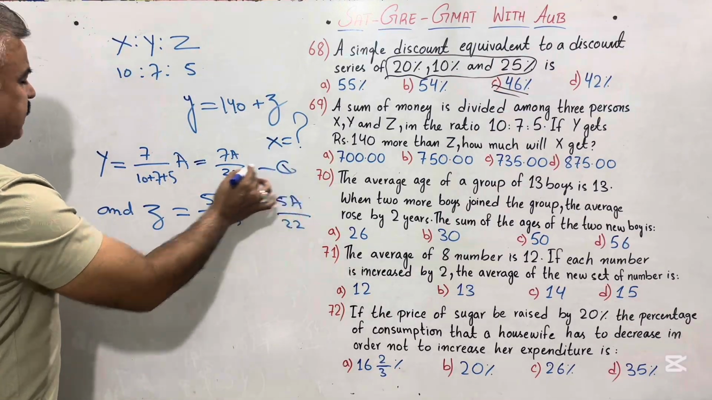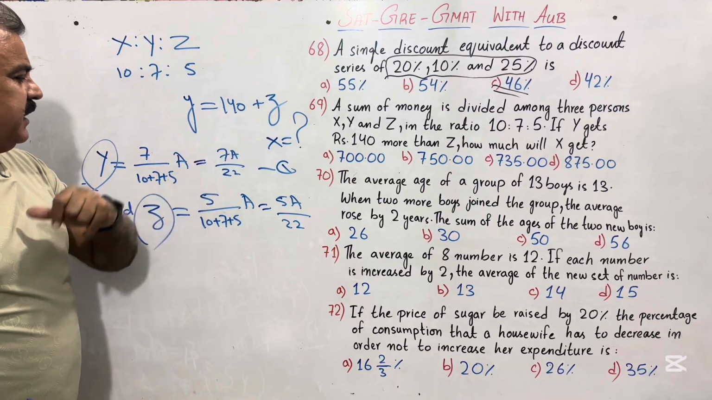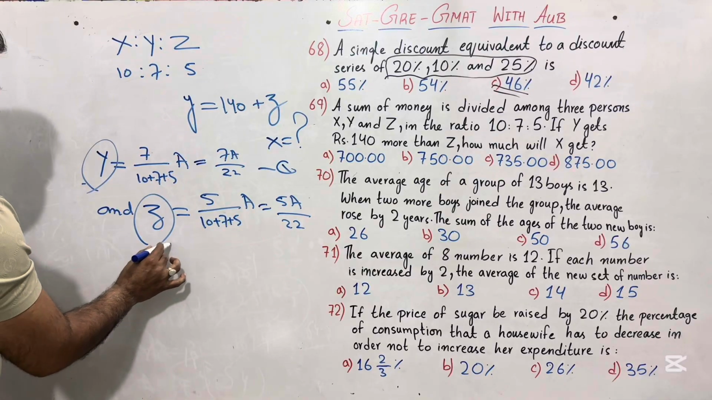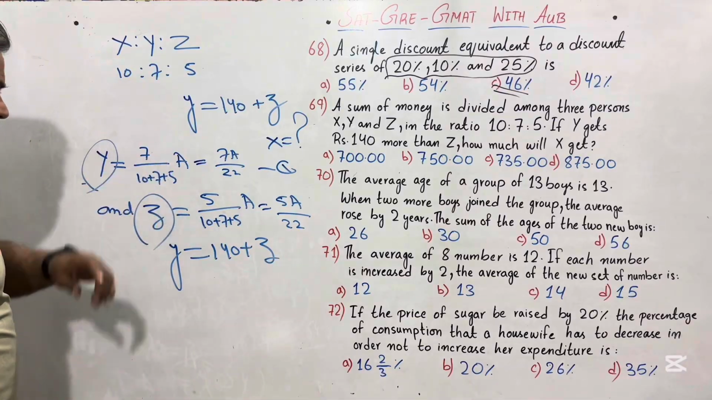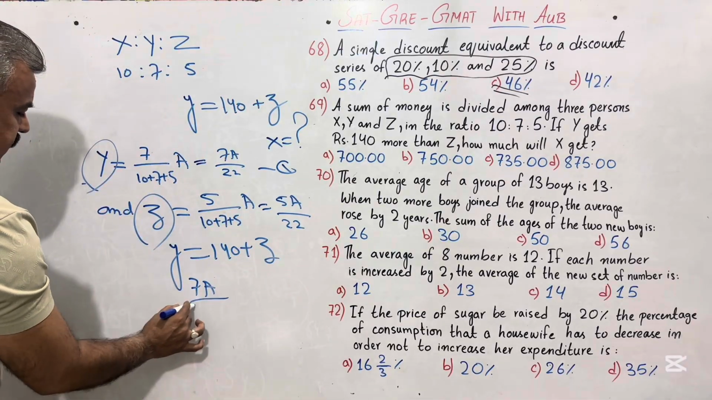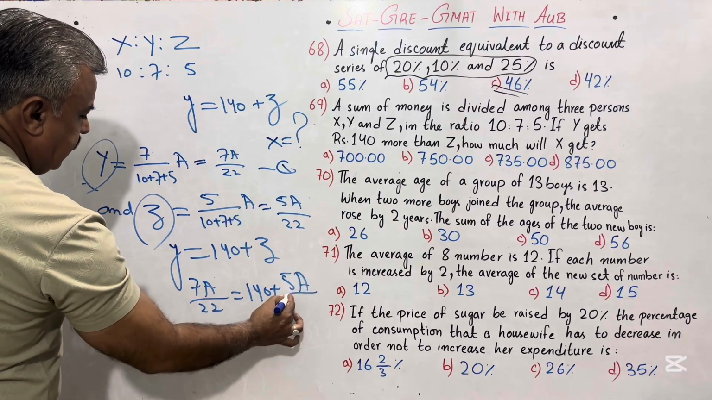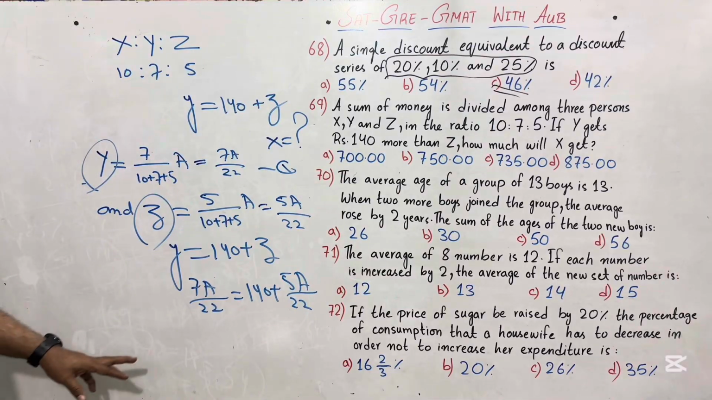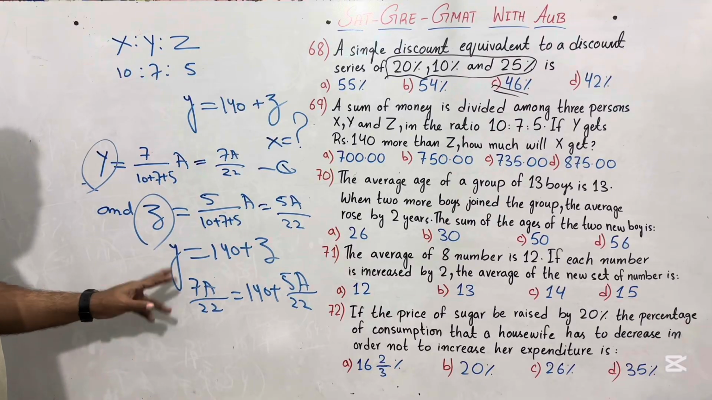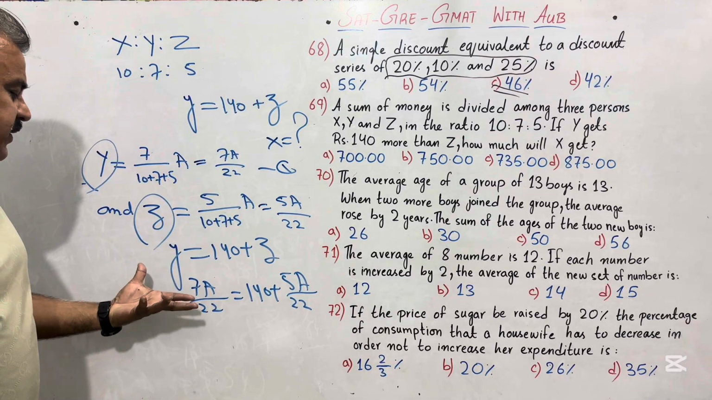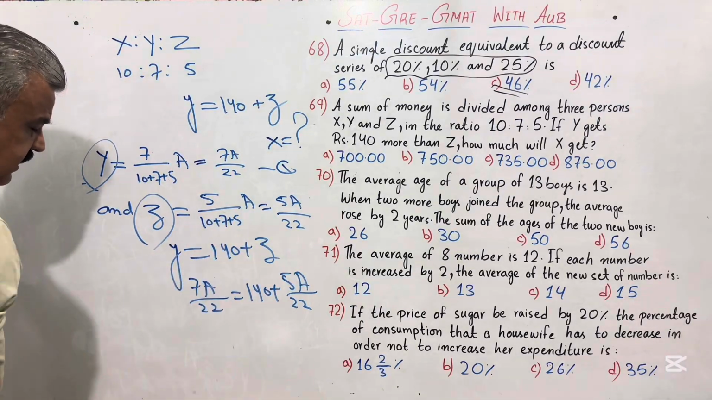Now we replace both these values of Y and Z here, plugging in the values. Y is given by 7 times A over 22, which is equal to 140 plus 5 times A over 22. Collecting the like terms of A on the left hand side and solving for A, we are in a position to find the total. After that, to find the share of X is really simple.